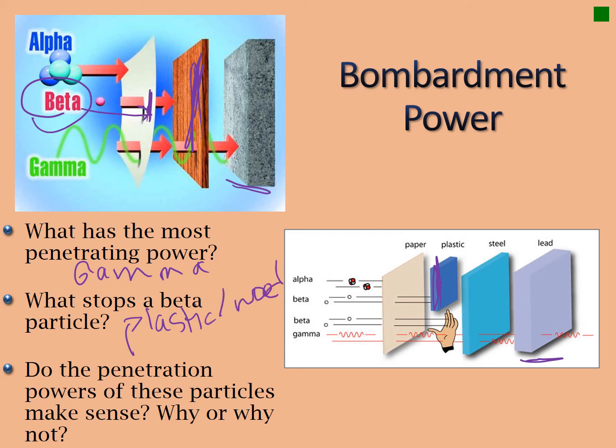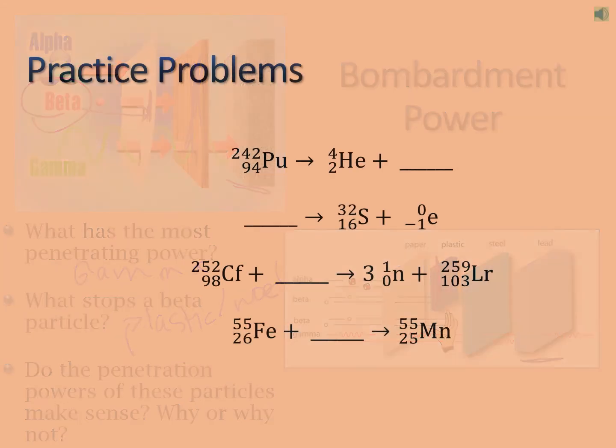Okay, and do the penetration powers of these particles make sense? Why or why not? Well, it's really based off of size. So the bigger things get stopped by things easier. Right? Because it can't get through those little holes that are found in these things. So it does make sense, and it's purely based off of size.